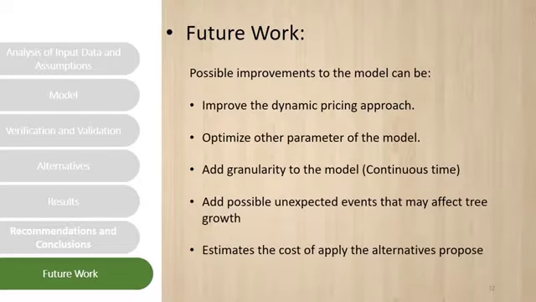near the mills. We can also add granularity to the model, such as using continuous time like the Flow library, and we can finally add possible unexpected events that may affect tree growth, such as droughts, global warming, and forest pathologies.